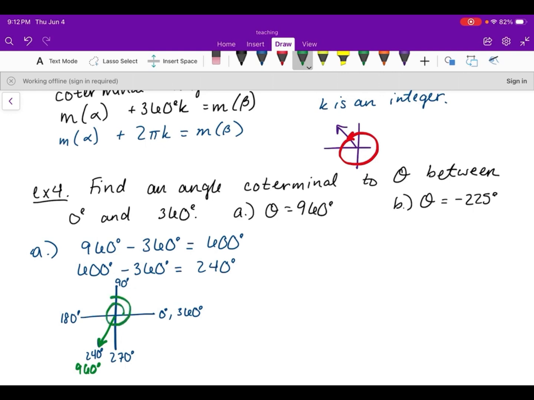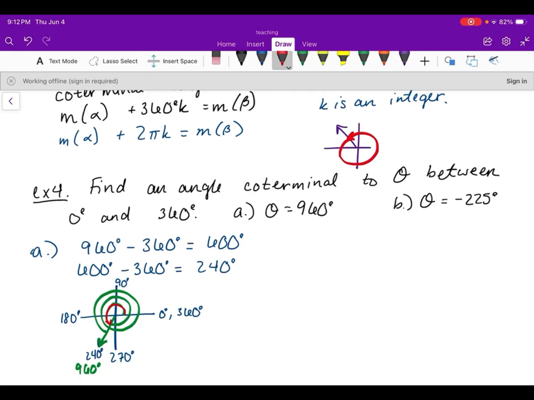So 960 is actually wrapping around the circle twice. I know that because I had to subtract the 360 twice to get between 0 and 360. And now the 240 is not even a full rotation, so it's just a lot easier to work with that smaller angle.